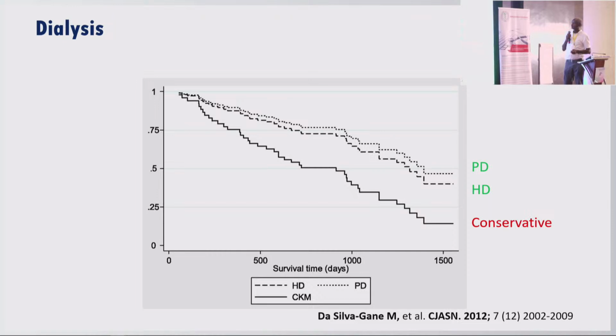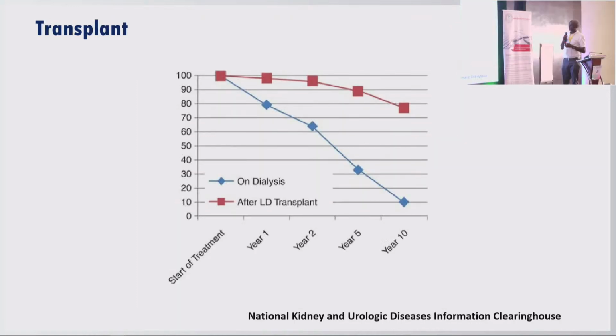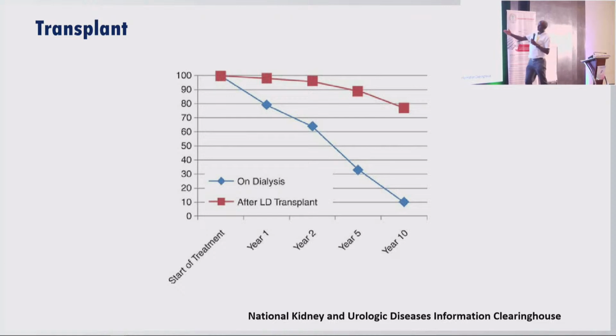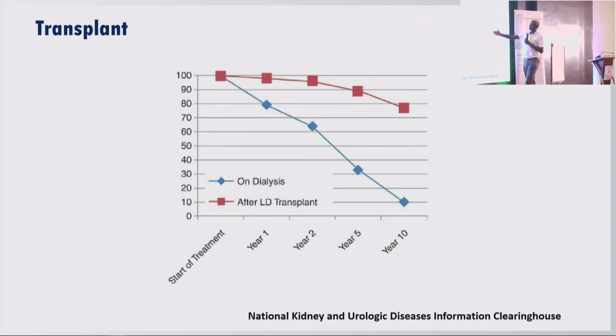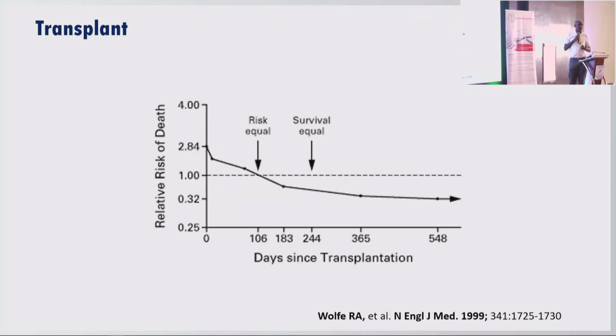So what options do we have at the moment? We have dialysis, and really this has been shown to be better than conservative management, especially with PD. The survival is much, much better. And transplantation is the other thing that we have. Compared to patients who remain on dialysis, the mortality of patients who get a kidney transplant is significantly reduced. So transplant is the way to go. But transplant comes with its own risks.